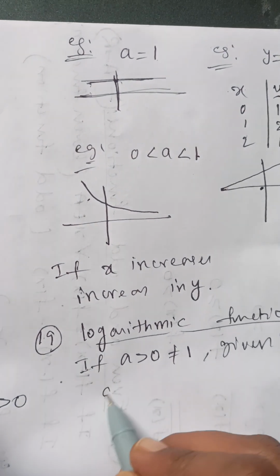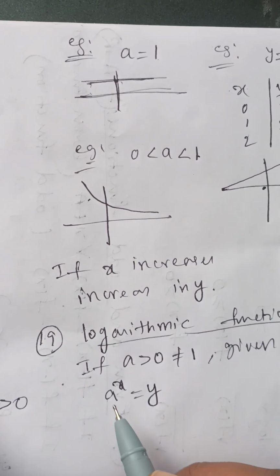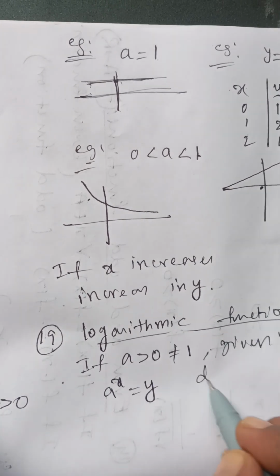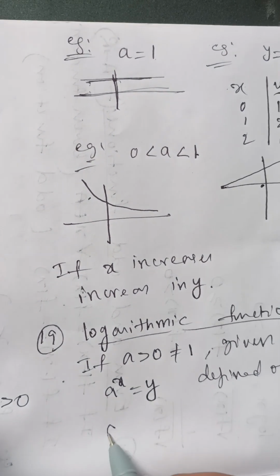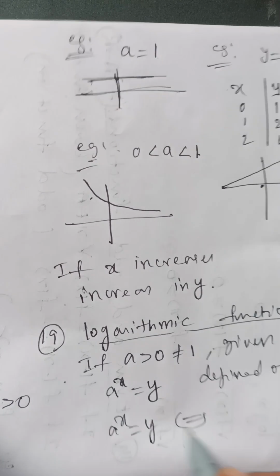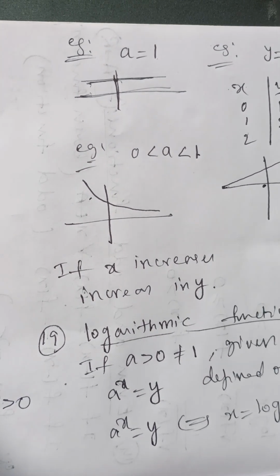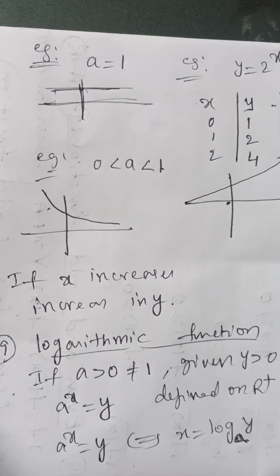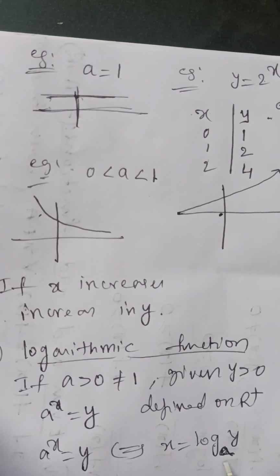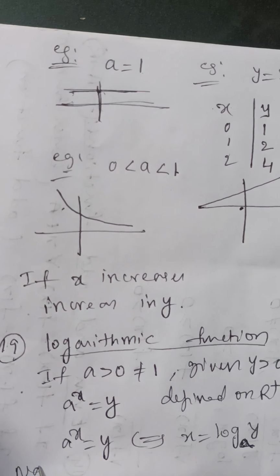Next one is a logarithmic function. If a greater than 0 and not equal to 1, given y is also greater than 0, then there is a unique x belongs to R such that a power x equal to y. So this type of function is a logarithmic function. The function is defined on R plus. Suppose a power x equal to y, you can also write x equal to log y base a.